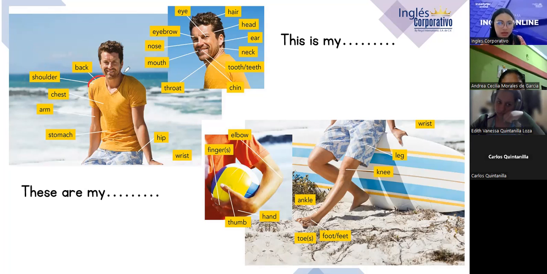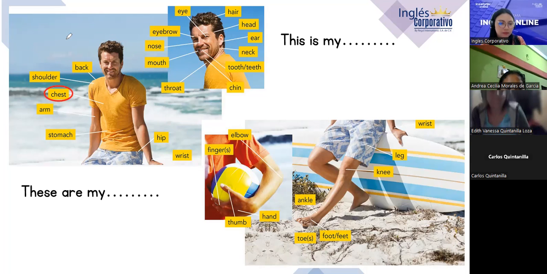Hombros. Okay. I have one, two shoulders. Take a look at this one. What is this? Chest. ¿Qué será eso? Pecho. Okay. Vamos a dejarla por acá resaltada. Chest. Let's continue. Next one.